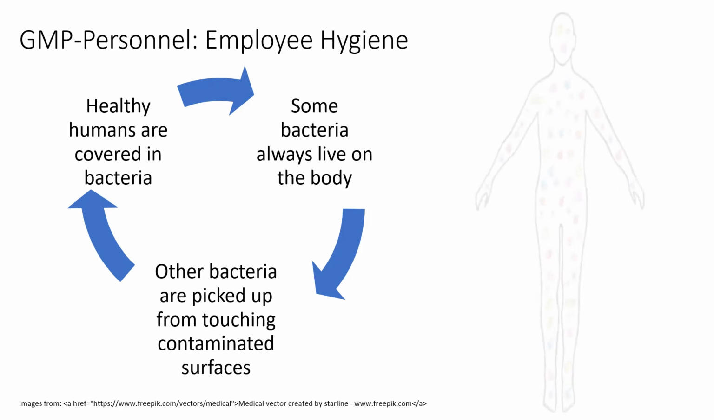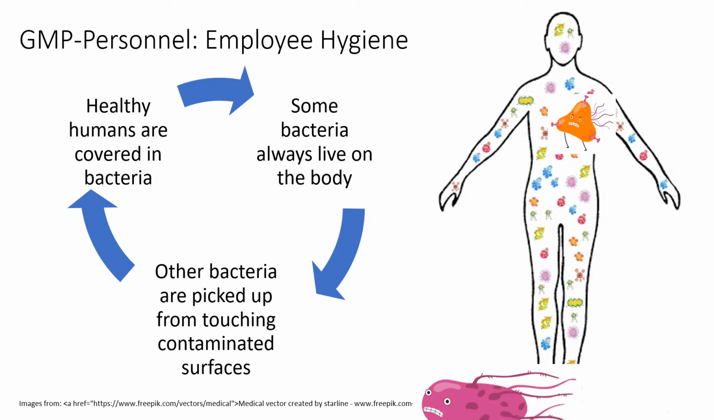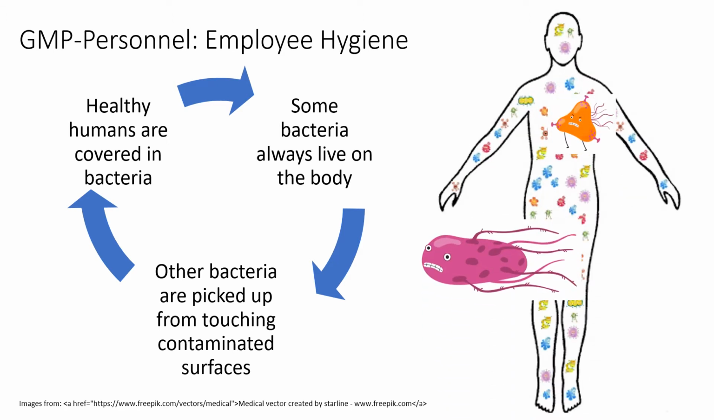We're going to start by talking about biological contamination. Employees are sources of harmful microorganisms like bacteria, viruses, or parasites that can contaminate food. This is because healthy people are covered in microorganisms, especially bacteria, some of which live on the body as part of the microbiome, and some of which are picked up by touching contaminated surfaces. If good hygiene practices are not followed, infections can be transmitted by these microorganisms to the consumer.